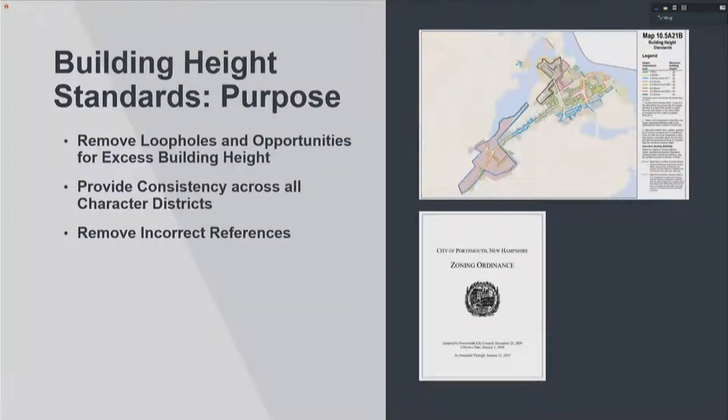Okay. So again, the core purpose of these building height amendments is really to remove loopholes or ambiguity in the code that has resulted in recent years with some buildings artificially adding height to the property, because the existing height definition for at least a couple of decades is exclusively focused on the finished grade of the property. So after the land is developed, the building height is actually measured off of the finished grade.